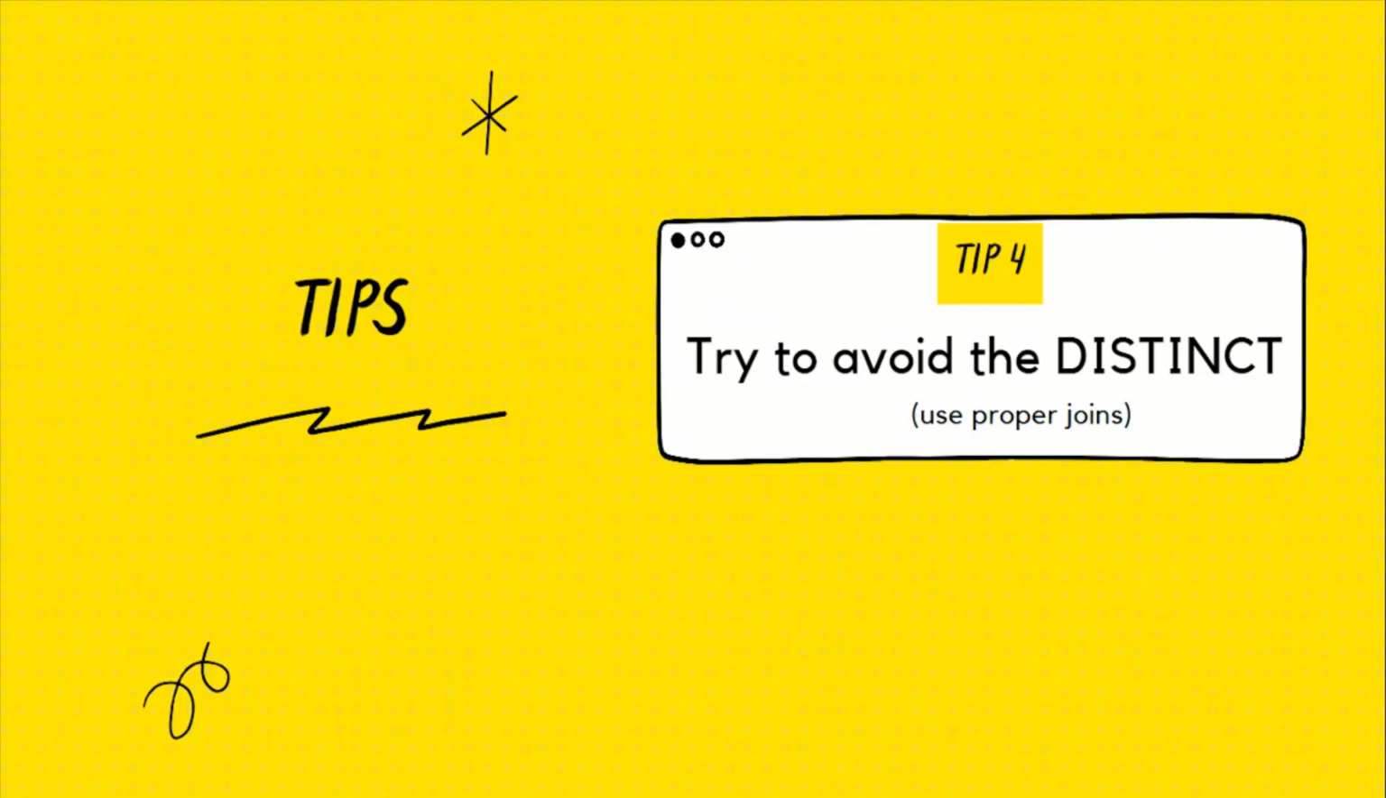Tip number 4 is to try to avoid the distinct. Sometimes we add some joins and duplicate data occurs. So at that time we use the distinct keyword to ignore the duplication. But always try to find why the data is duplicated and try to solve the issue. That means always try to avoid the distinct keyword for better performance.